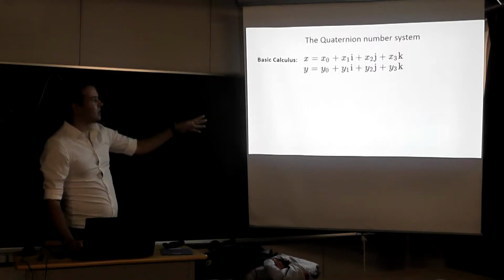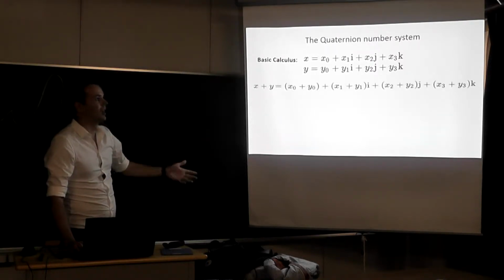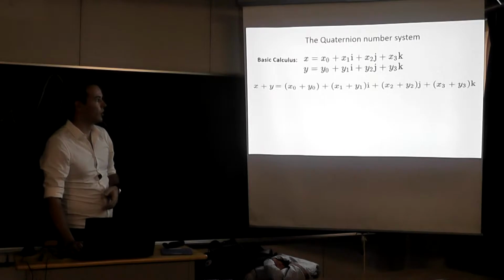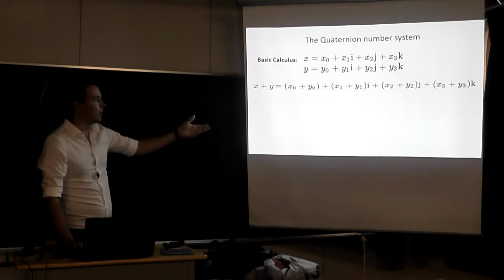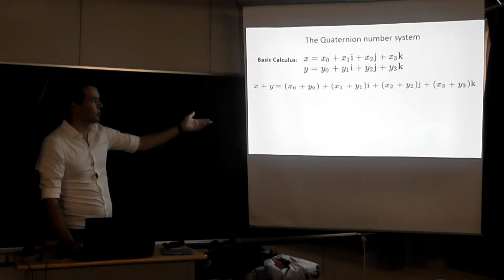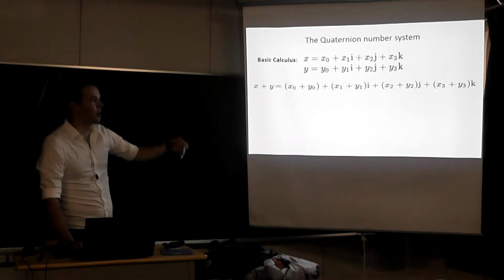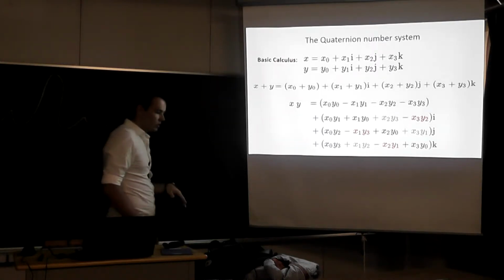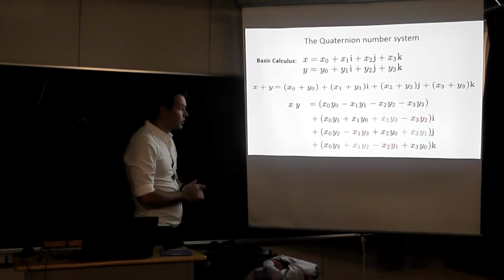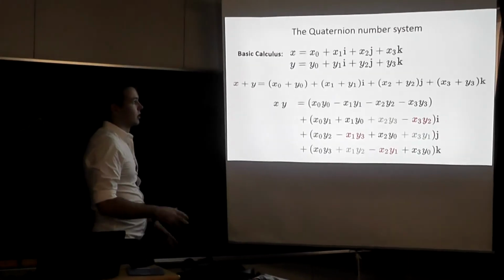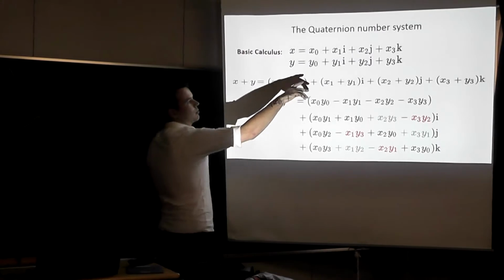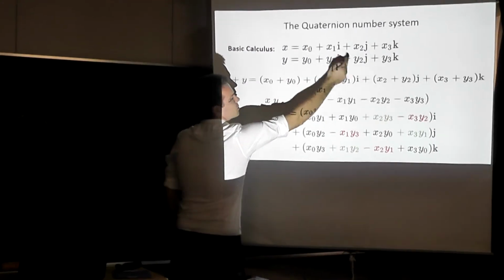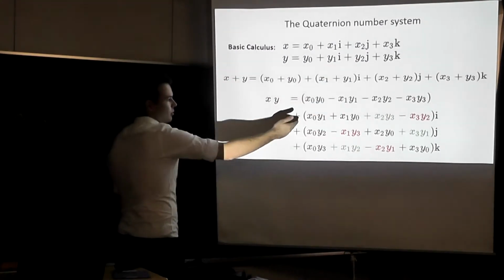If you want to add these numbers together, it's simple, like in the complex case: you just add the real part with the real part, the i part with the other i part. Easy. Now the multiplication is a little bit more difficult. You multiply each part by each part and sum it up, and you end up with this.